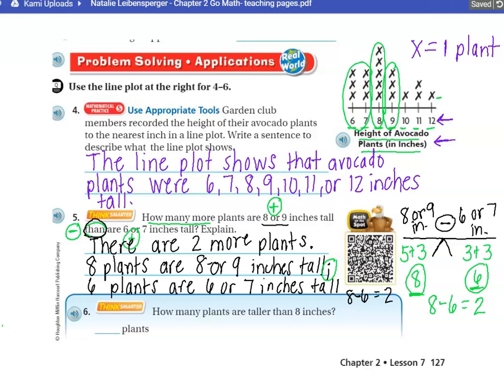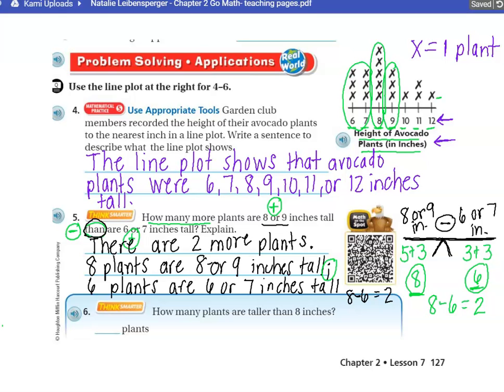So whenever you have to combine 2 numbers together on both sides here before you subtract, try that balance. Try that little scale there to help you form a visual in your mind. All right, let's go down to number 6. This is going to be our last question here. How many plants are taller than 8 inches?